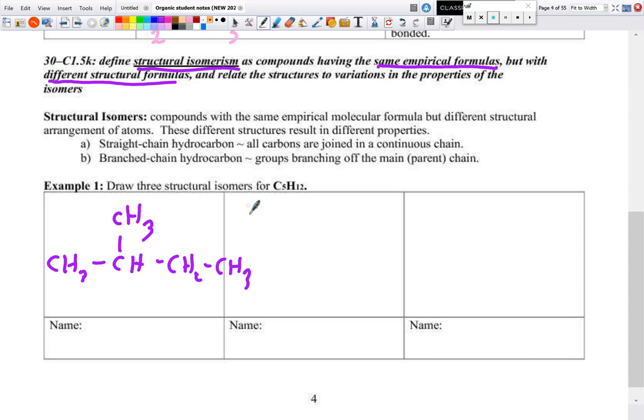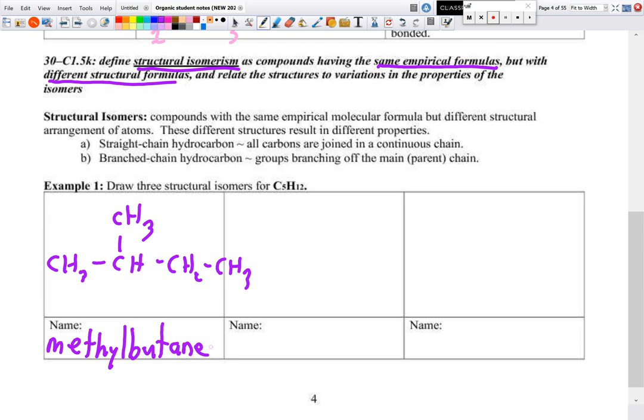Now this one right here, don't worry about the names, you guys will learn how to name these as well. I'm just showing you how you can move stuff around and get a different name. So if we had to name this one, it would be called methyl butane. All right, so it has a particular name and a particular shape.